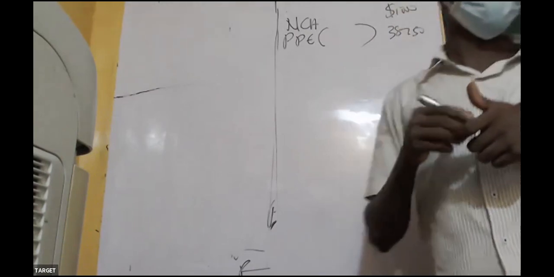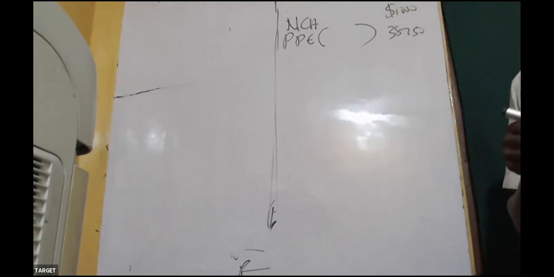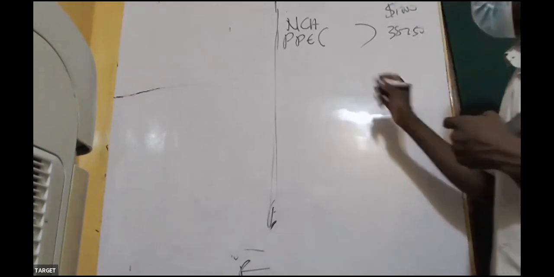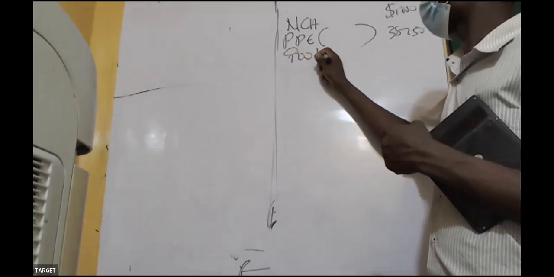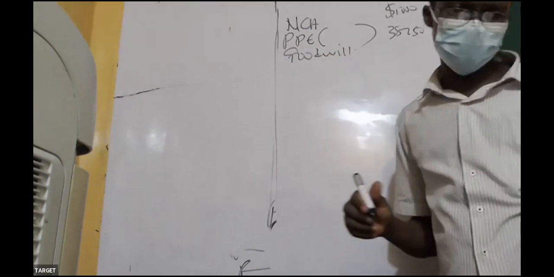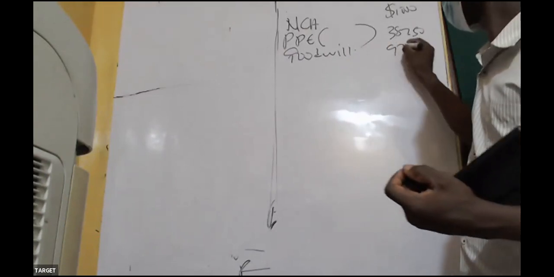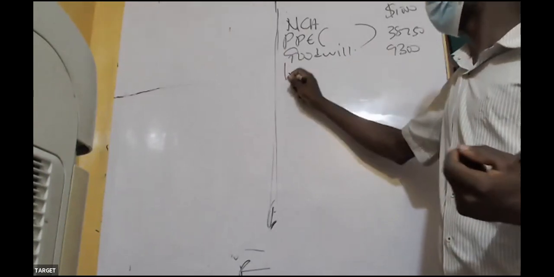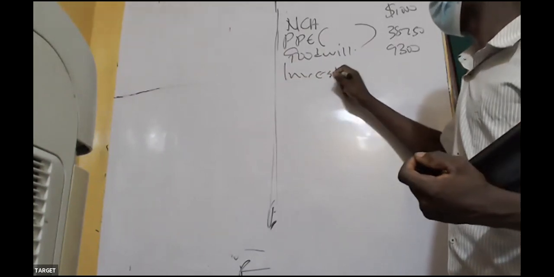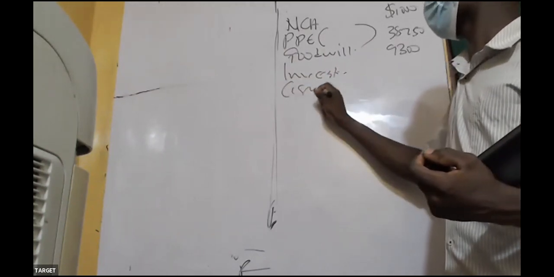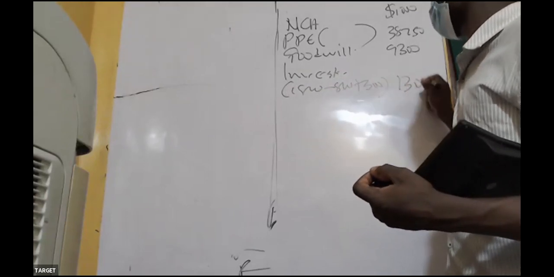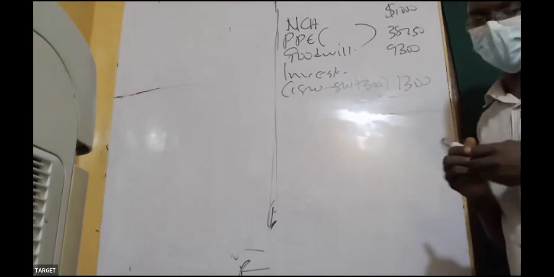Close your PPE, let's see what you get. Close the PPE, let's go. Goodwill: our goodwill figure was 9,300. And then investment. We remember the investment; it was 1,800 minus 800 plus 300. Answer: 1,300. Add all. What's the total non-current assets?